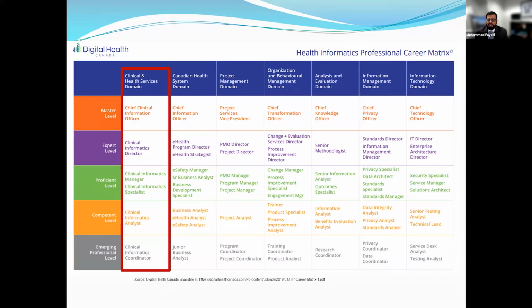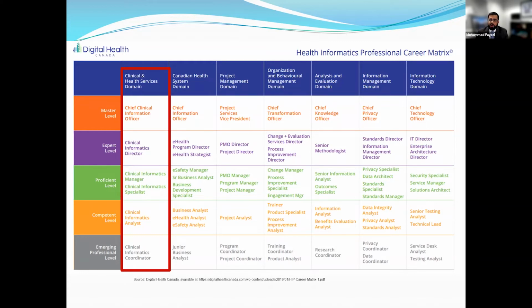So let's look at the first column, the ones I highlighted with the red border there, especially for the clinical settings. It starts from the bottom, as you can see, with the emerging professional level. That's the entry level, clinical informatics coordinator. Then the second level is the competent level, which is clinical informatics analyst. Then the proficient level, clinical informatics manager. Then the other role could be clinical informatics specialist. Expert level, clinical informatics director.